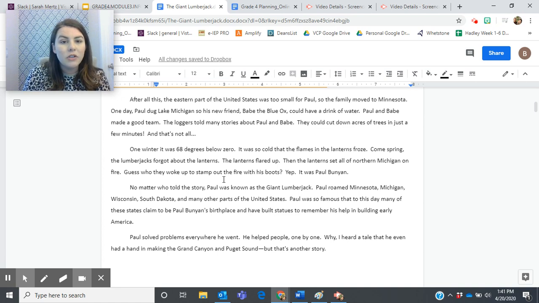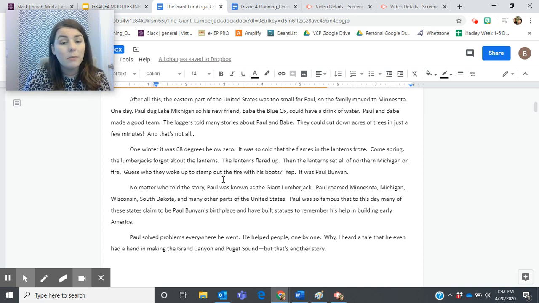After all this, the eastern part of the United States was too small for Paul, so the family moved to Minnesota. One day, Paul dug Lake Michigan so his new friend, Babe the Blue Ox, could have a drink of water. Paul and Babe made a good team. The loggers told many stories about Paul and Babe. They could cut down acres of trees in just a few minutes, and that's not all. One winter, it was 68 degrees below zero. It was so cold that the flames in the lantern froze.